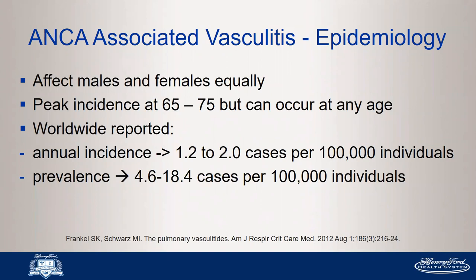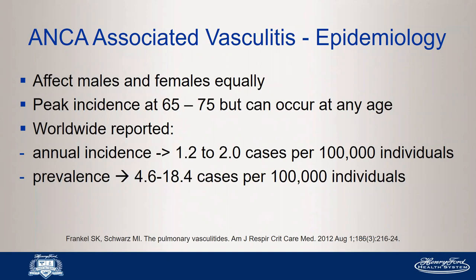Annual incidence is about 1.2 to 2 cases per 100,000 individuals, so not that common. And prevalence is 4.6 to 18.4 cases per 100,000 individuals. These numbers probably have changed a little bit now. The data is from 2012, but we do tend to recognize these a little bit more these days. So it's a little bit of old data there.